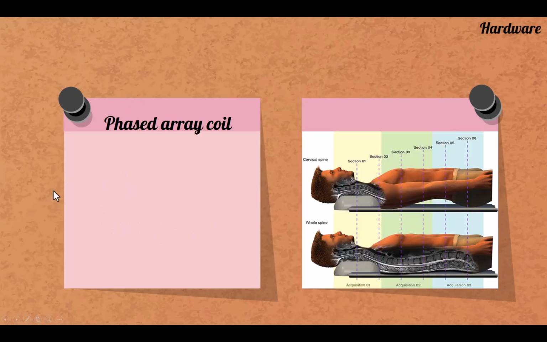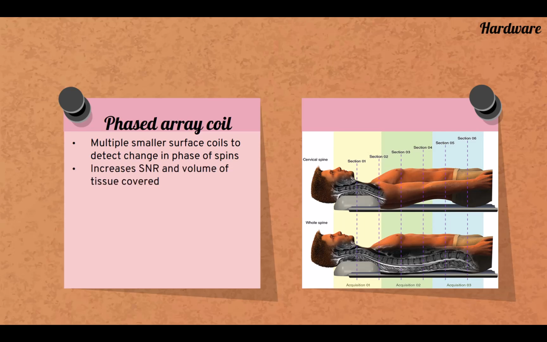Phased array coil is comprised of multiple smaller surface coils to detect changes in phase of spins. It increases the SNR and volume of tissue covered. It activates specific sections, and then you can also deactivate others not in use, as you can see from the image to the right, where you have activated the C-spine portion and deactivated the T and L spine.